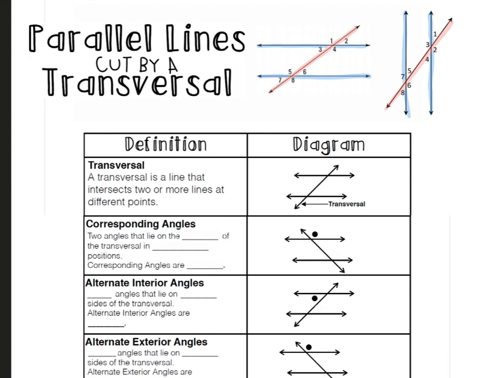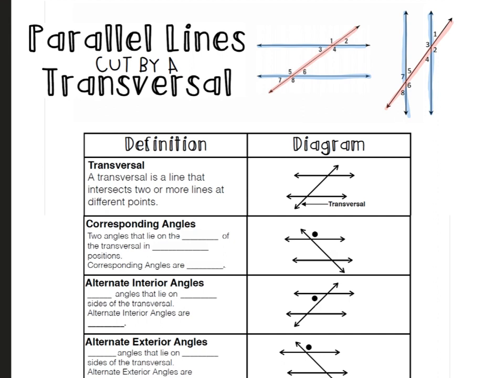But you can see that when that transversal cuts those parallel lines, it creates a number of angles. You can see here angle 1, angle 2, 3, 4, 5, 6, 7, and 8. These angles are in different kinds of relationships with each other, and we're going to describe those relationships and see what they tell us about those angles.